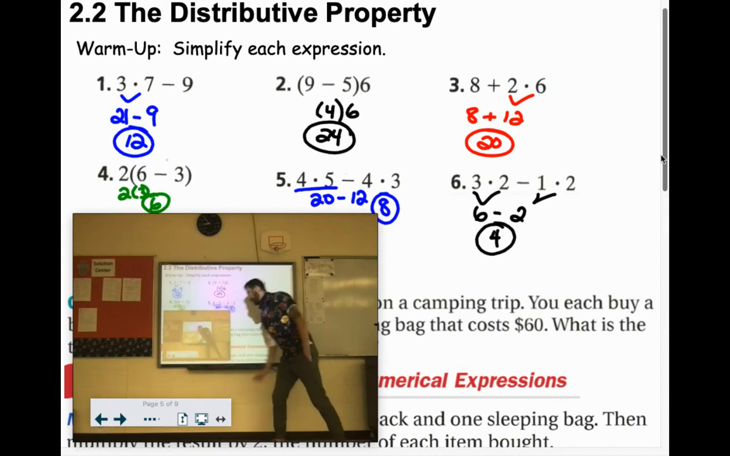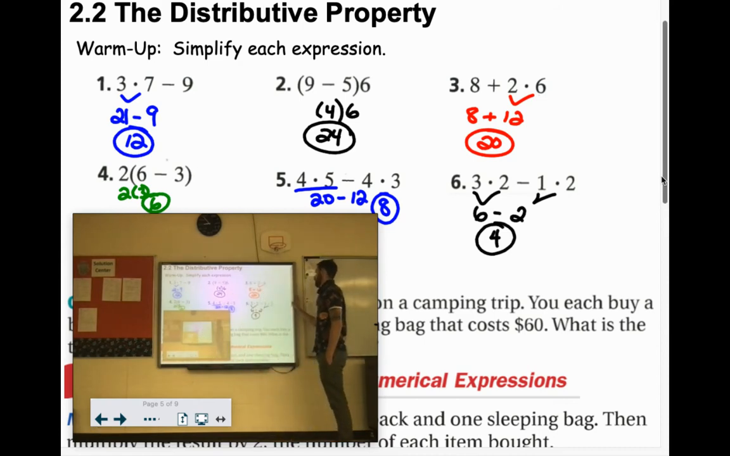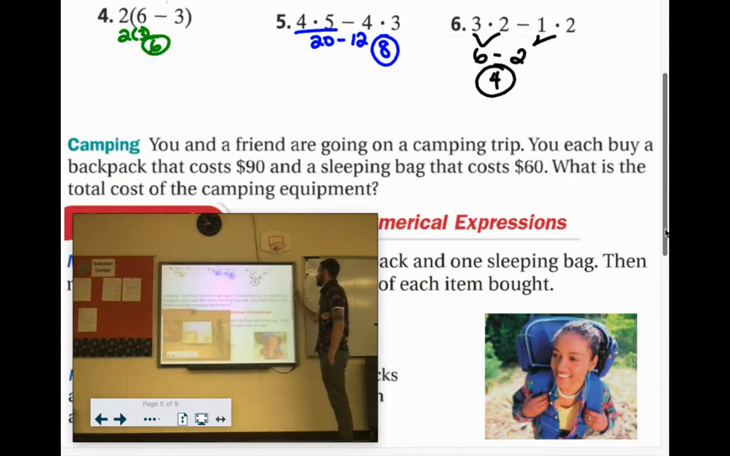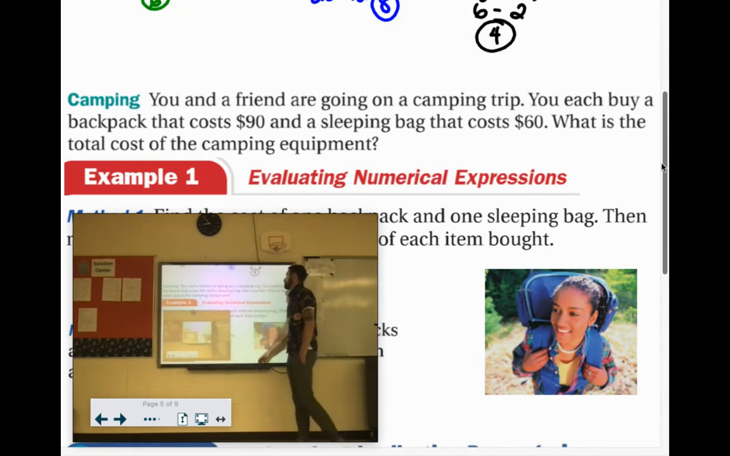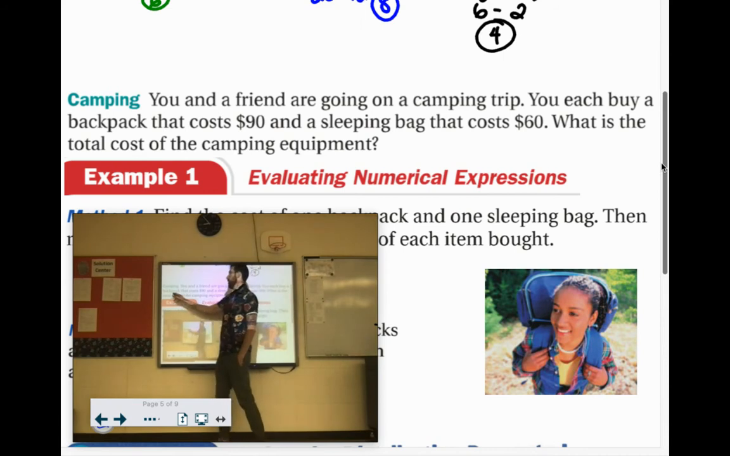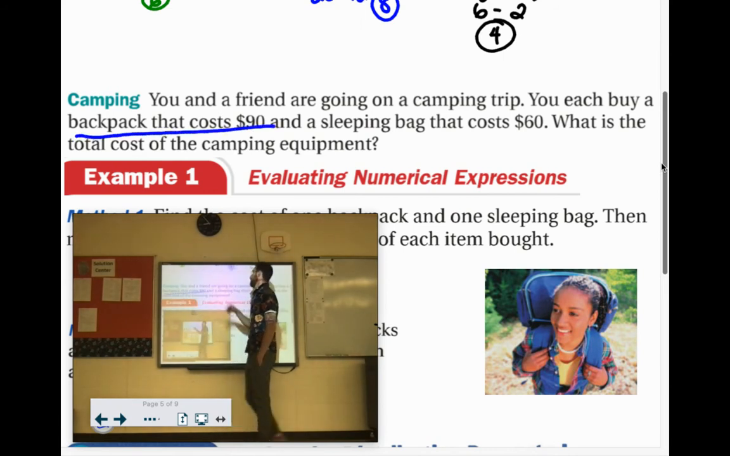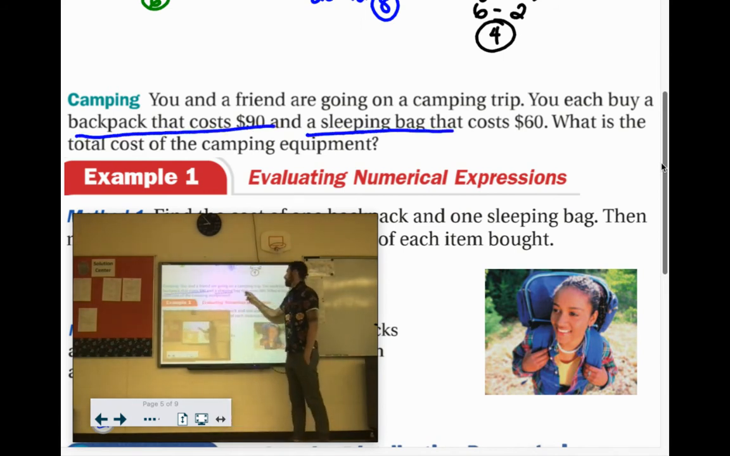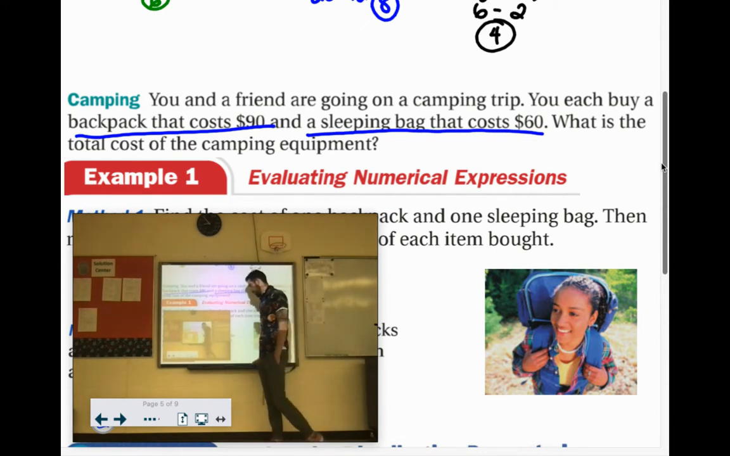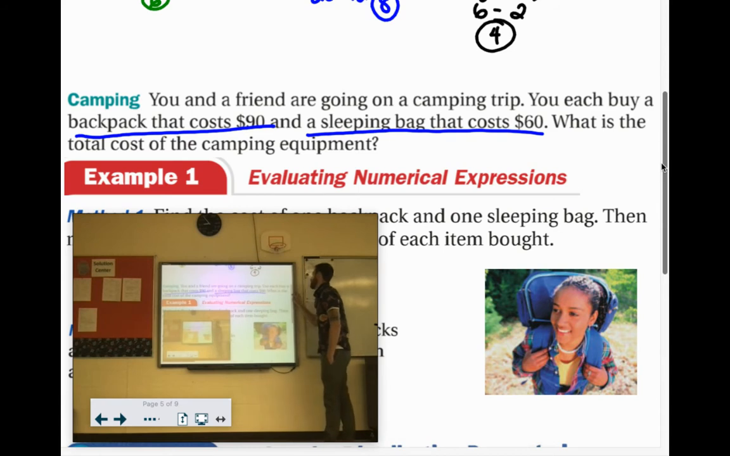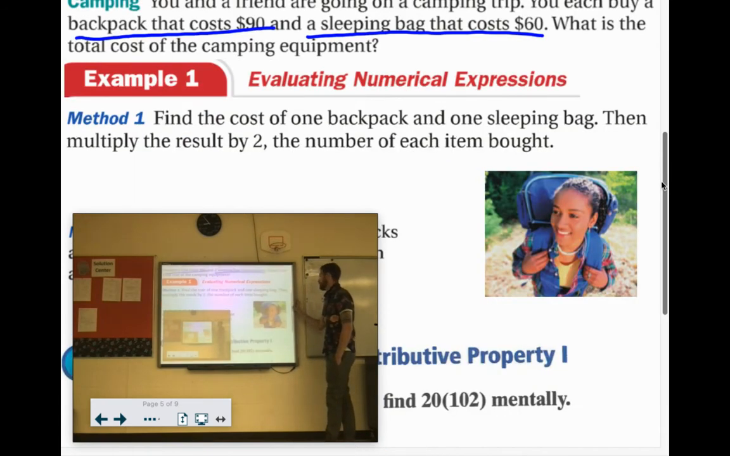All right, let's talk camping. How excited are you? You and a friend, you're going on a camping trip. You each buy a backpack that costs $90 and a sleeping bag that costs $60. What is the total cost of the camping equipment? So we're going to figure this out two different ways. Let's scooch it where we need it. So find the cost of one backpack and one sleeping bag, then multiply the result by 2.